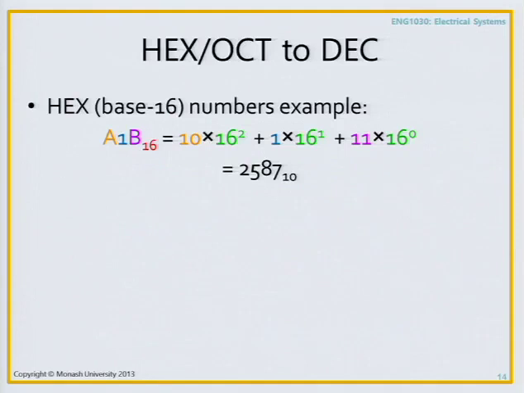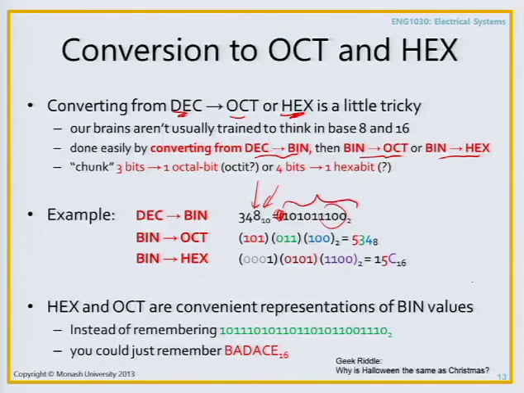Okay, how do you convert back? Oh, question? Yeah, what's the answer to the gate? Sorry? What's the answer to the gate? Oh, okay, yes, sorry, I forgot to go over the riddle. So, why is Halloween the same as Christmas? Does anyone have an idea? Sorry, not people who've repeated the unit. You didn't repeat the unit. Okay, so why are they the same?